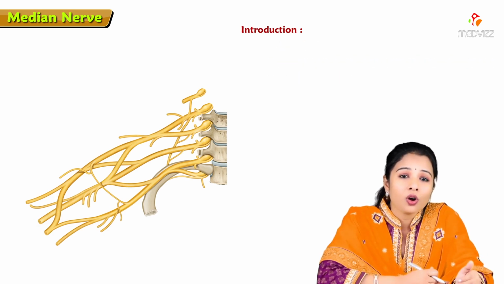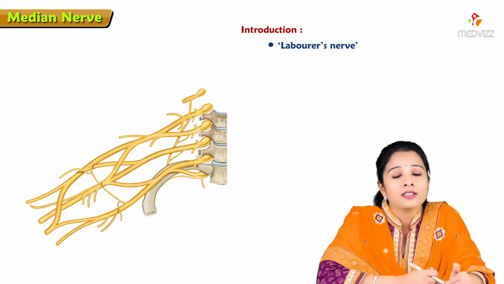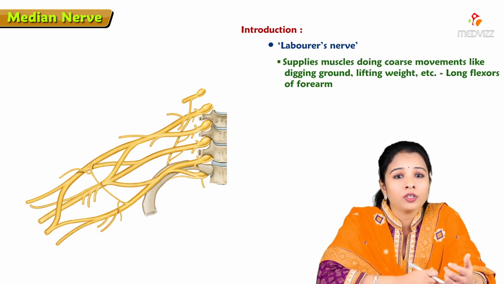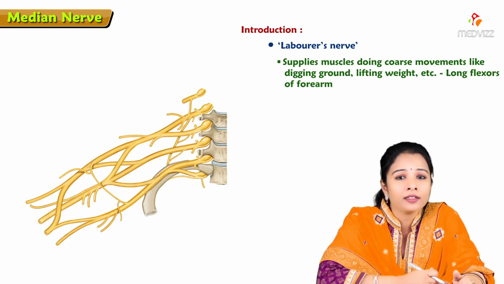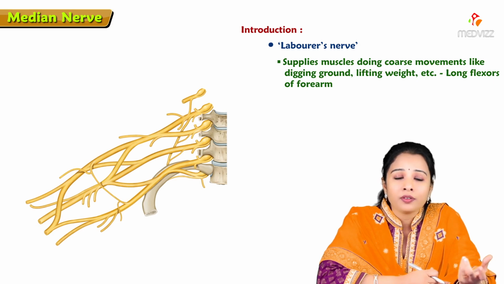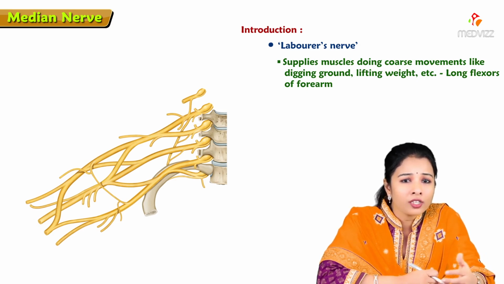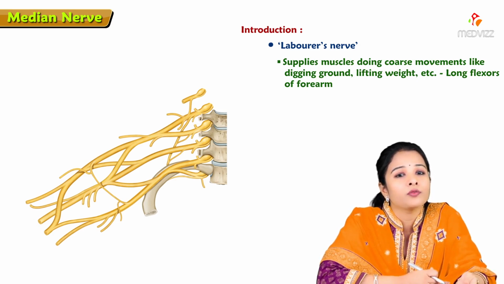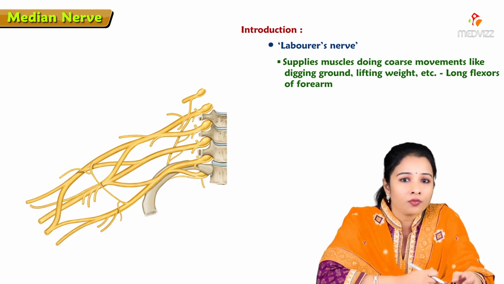It is also called as the laborer's nerve, as it supplies most of the muscles in the forearm which do coarse movements like digging the ground, lifting weight, etc. These coarse movements are all performed by the long flexors of forearms.